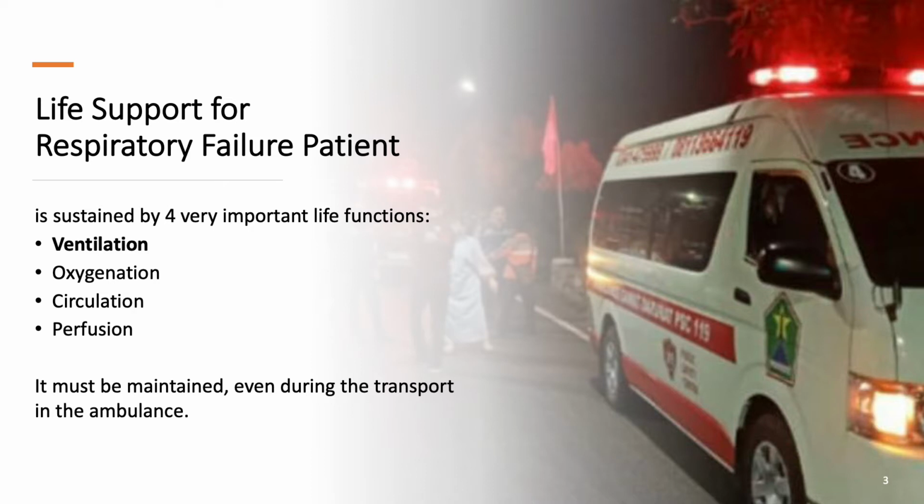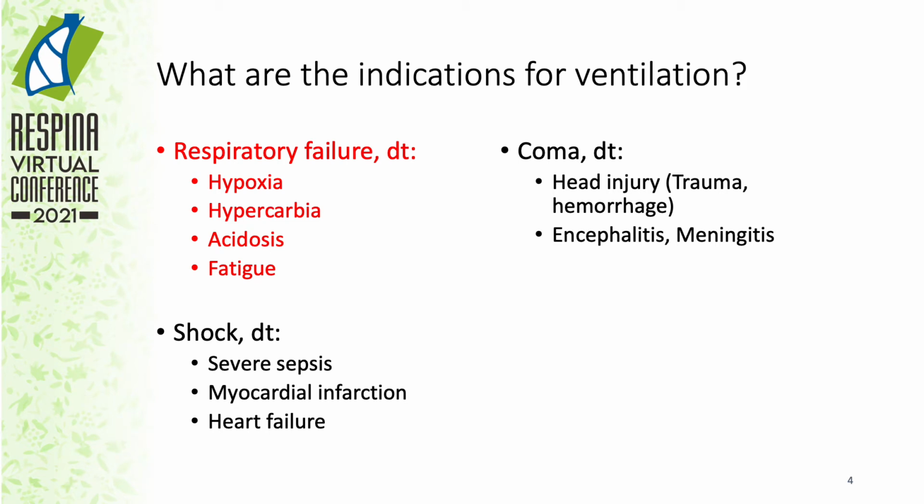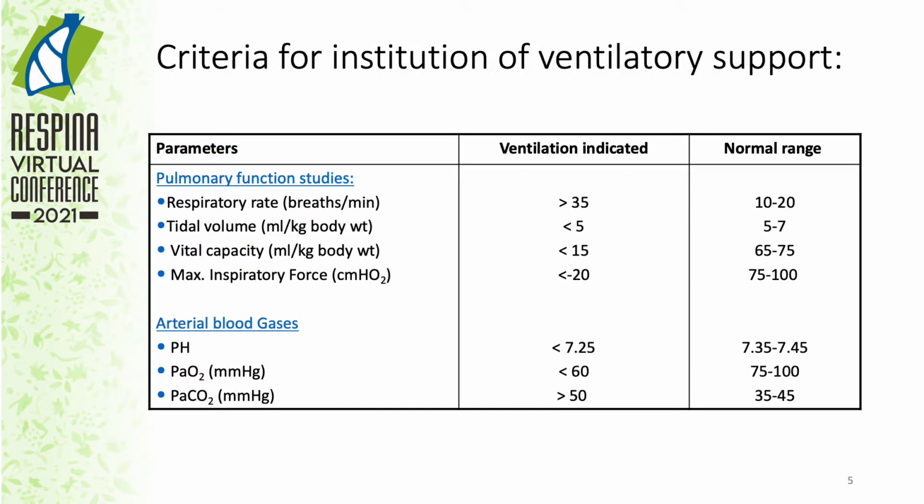And we are going to discuss more on this particular point. And for sure, ventilation must be maintained even during the transport in the ambulance. Those patients with respiratory failure, maybe due to hypoxia, hypercarbia, acidosis, or fatigue, are indicative for ventilation. We know that there are criteria for institution of ventilatory support, clinically based on pulmonary function studies or with arterial blood gases measures.